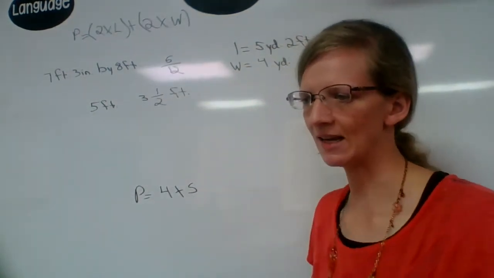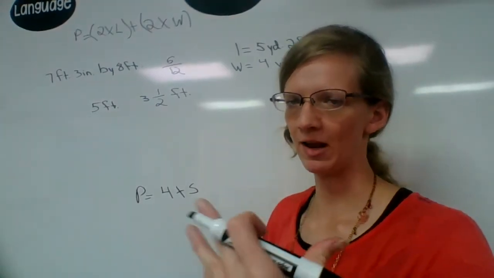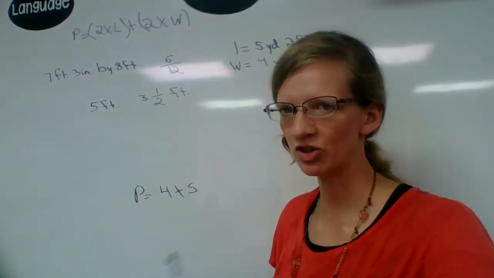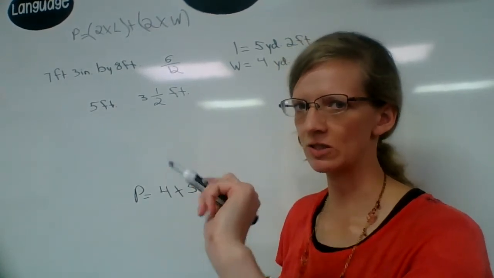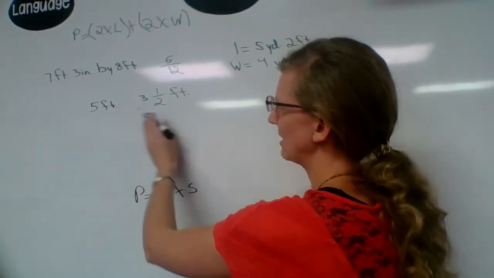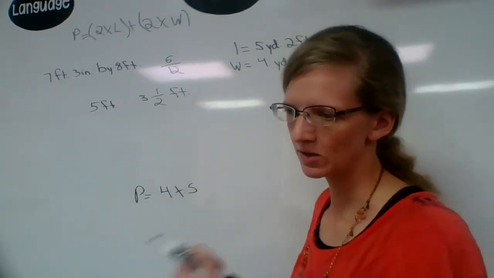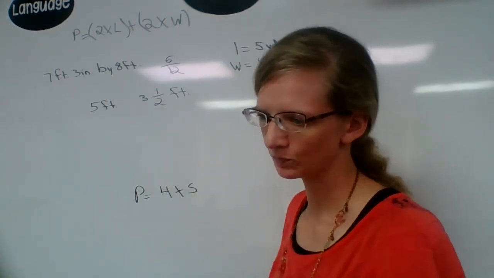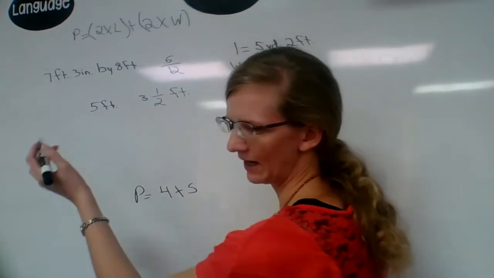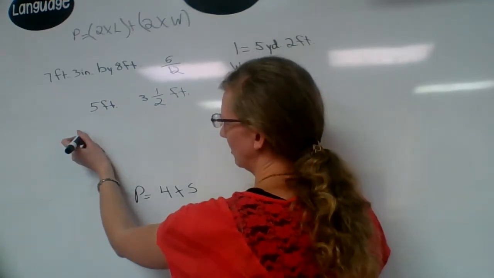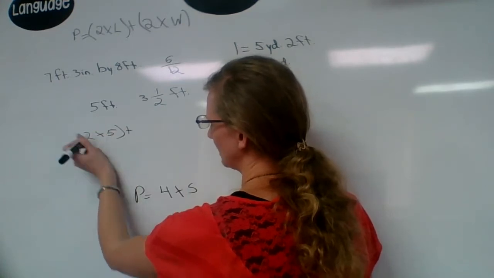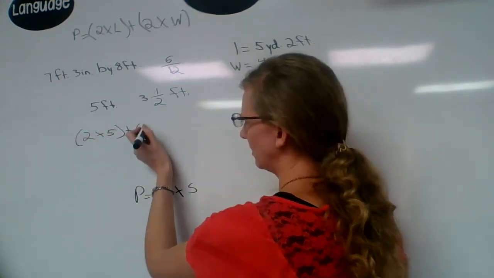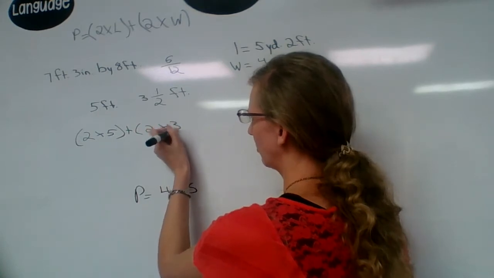So anytime that's the case, if it's inches, and you want it to be feet, there's 12 inches in a foot. So you make it a fraction, 6 over 12, and then you reduce. So now we have 5 feet and 3.5 feet. So now we can use our formula. So 2 times the length, 5 feet is the length. So 2 times 5, put parentheses around it, plus 2 times 3.5.